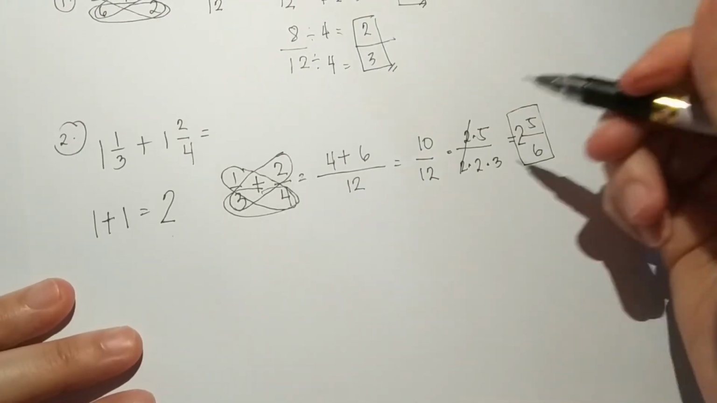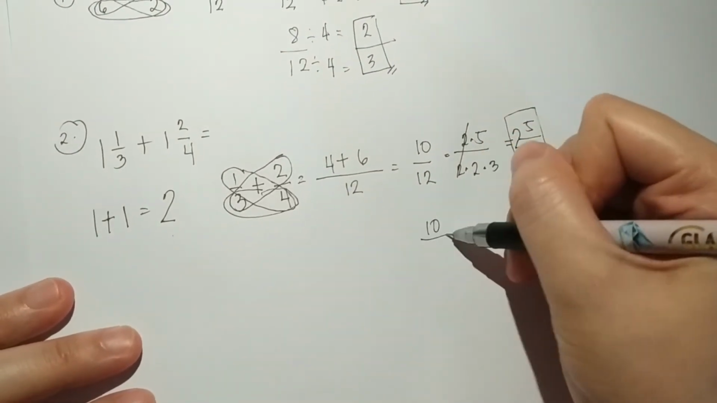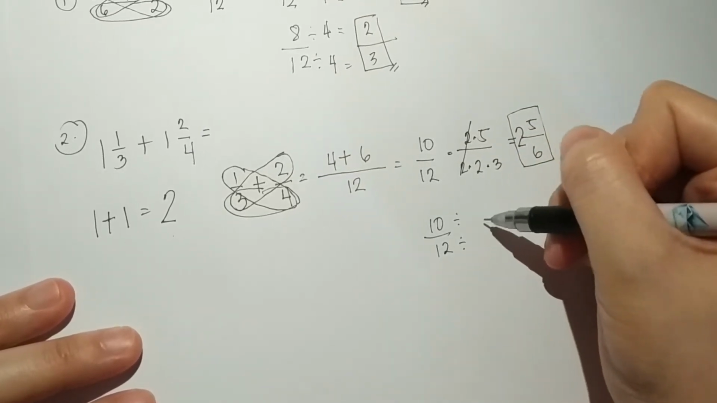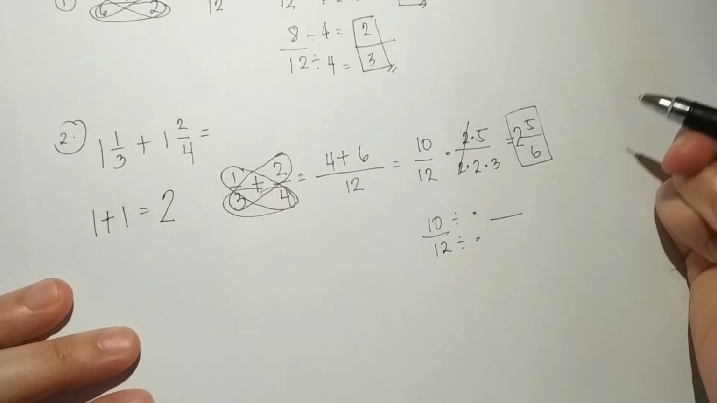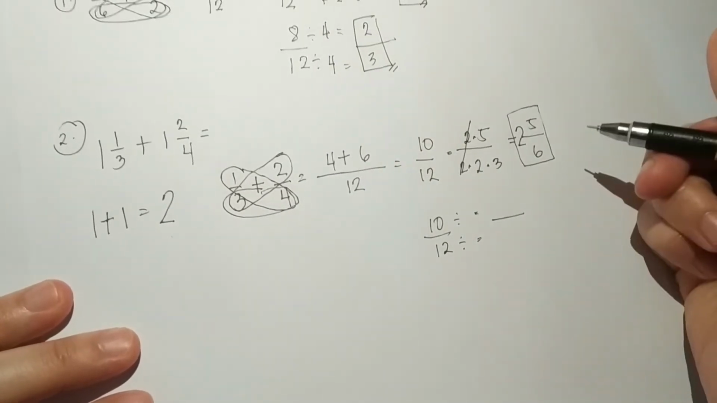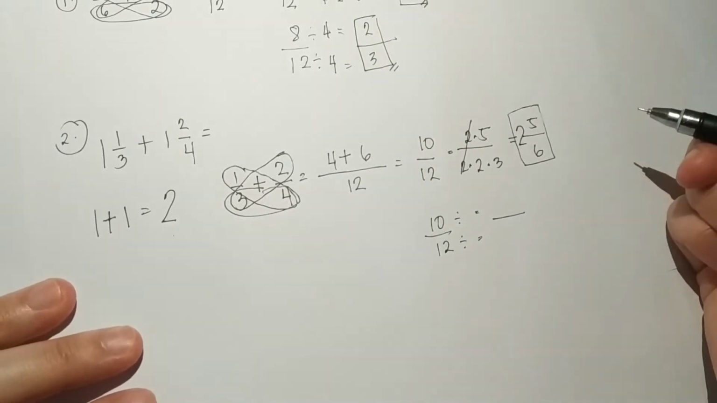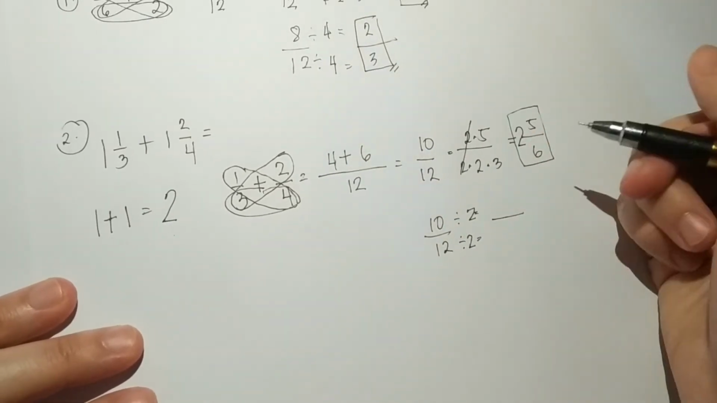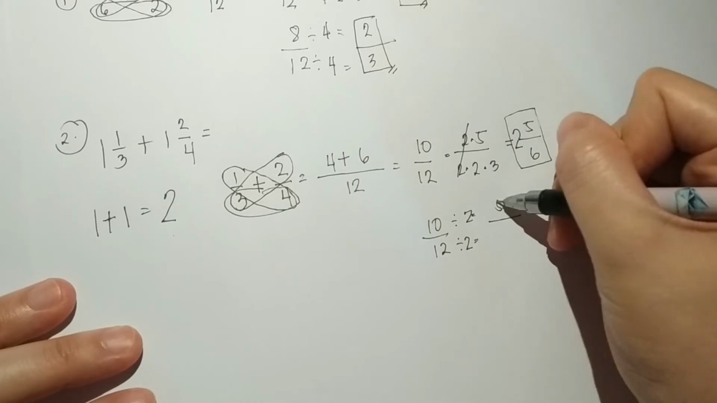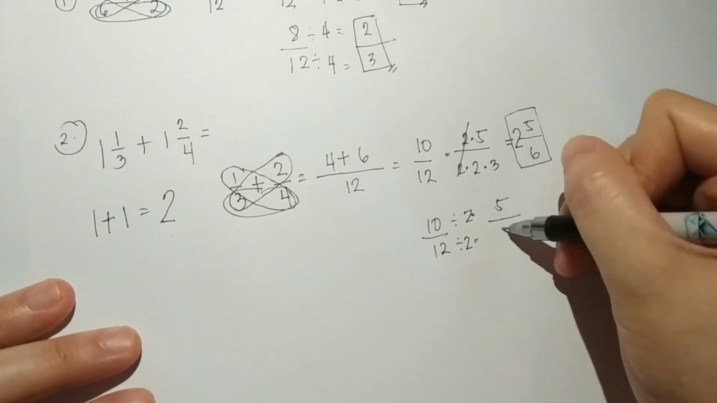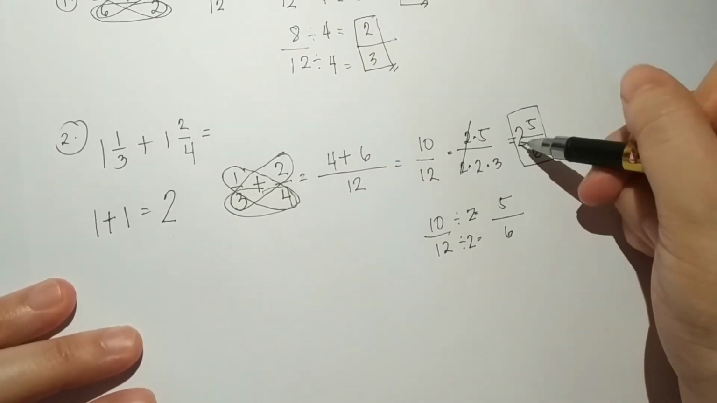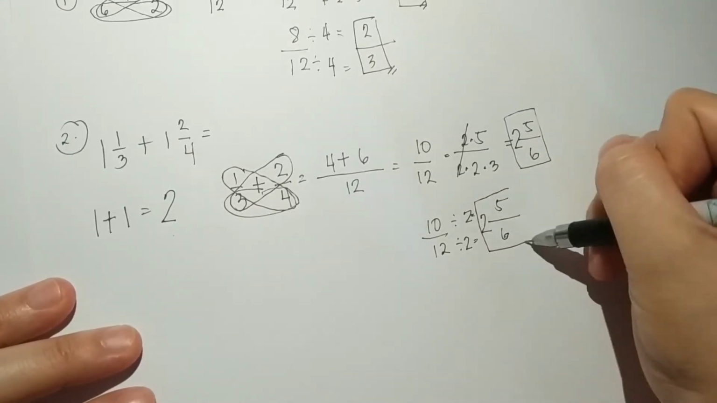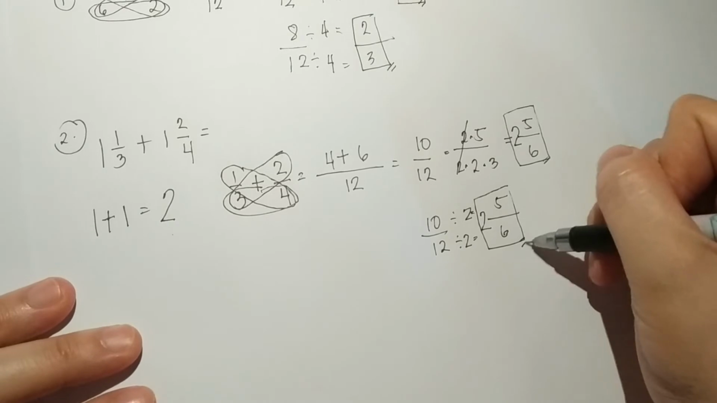Yung isang way naman ulit, yung GCF ng 10 and 12, ano ba yung greatest common factor nila? Tama. So, ang greatest common factor nila is 2, right? So, divide natin sa 2. Pareho. So, 10 divided by 2 is 5. Then, 12 divided by 2 is 6. And of course, huwag natin kakalimutan yung whole number natin, 2. Yan. So, same answer lang sila.